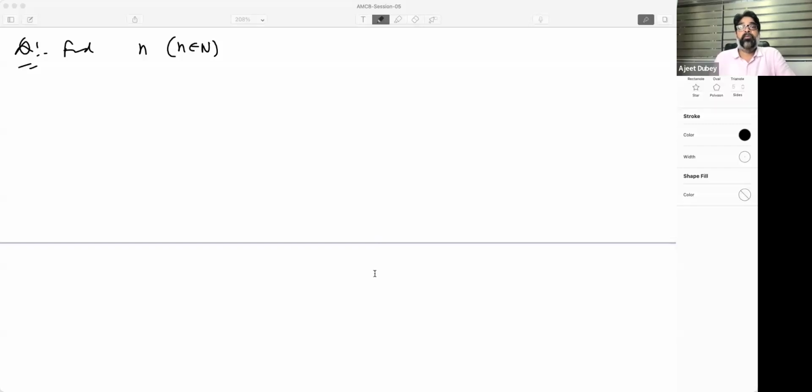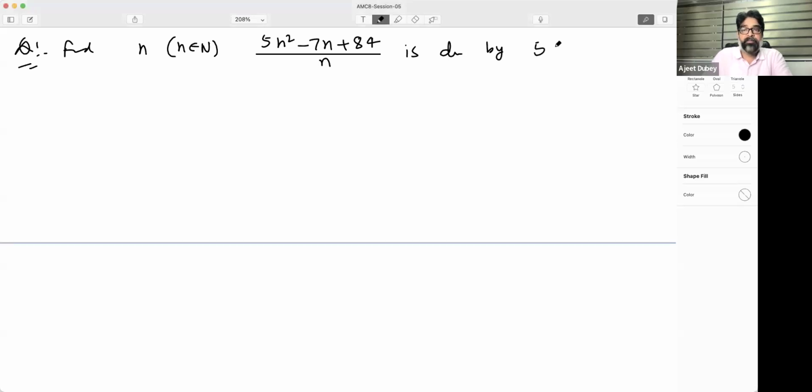If 5n square minus 7n plus 84, divided by n, is divisible by 5, you have to tell what are the possible n values for which this whole expression is divisible by 5. Please type the answer in the chat box.